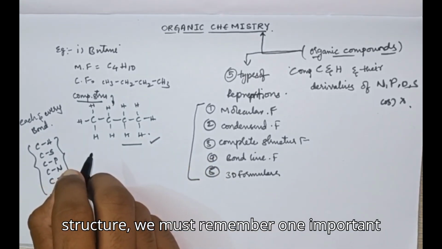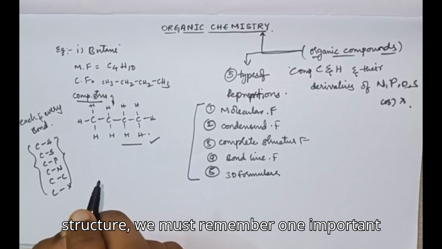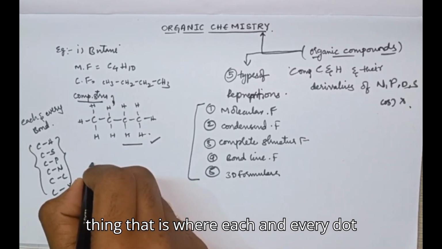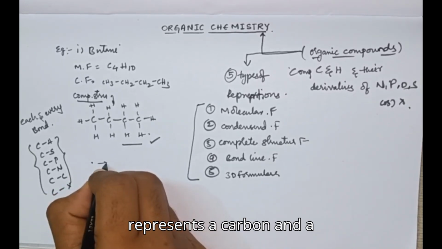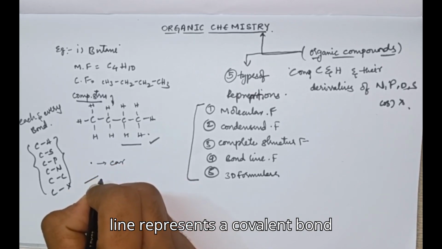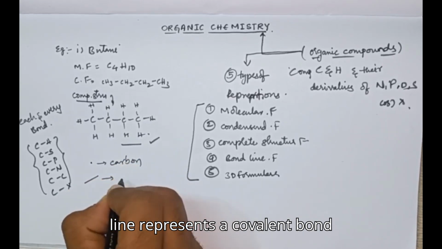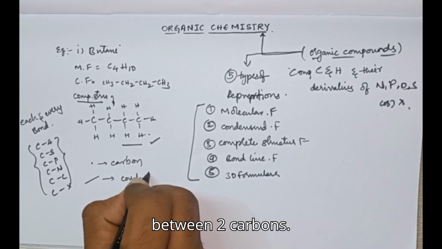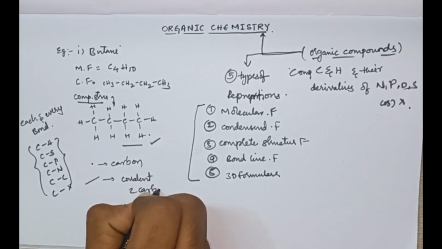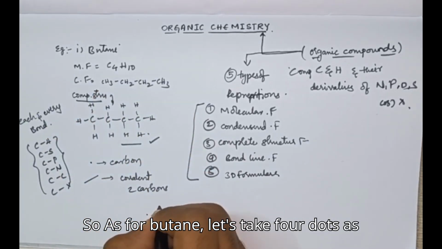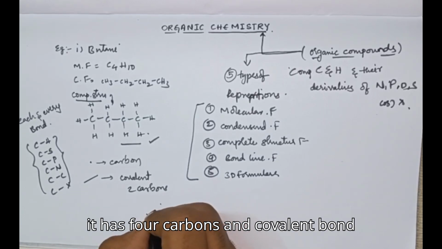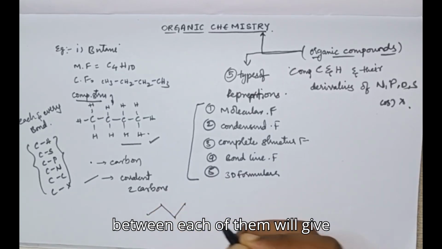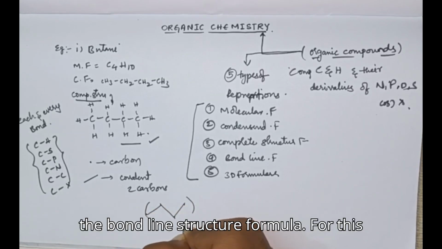And as far as the bond line structure, we must remember one important thing, that each and every dot represents a carbon and a line represents a covalent bond between two carbons. So for butane, let's take 4 dots as it has 4 carbons, and a covalent bond between each of them will give the bond line structure formula.